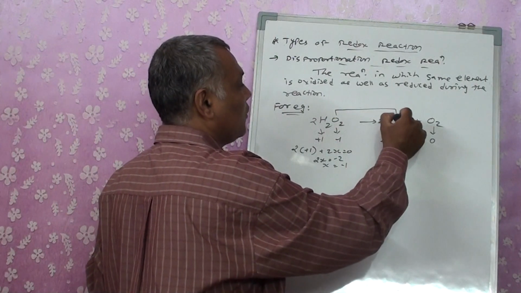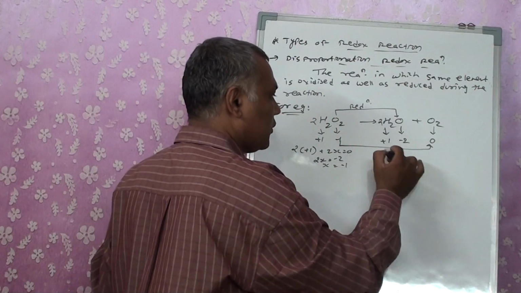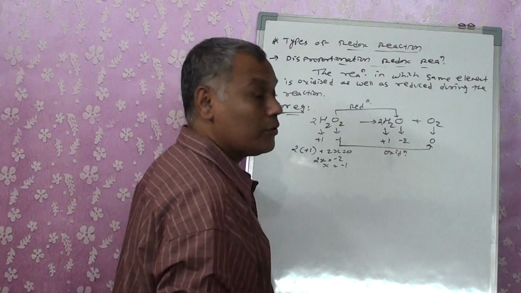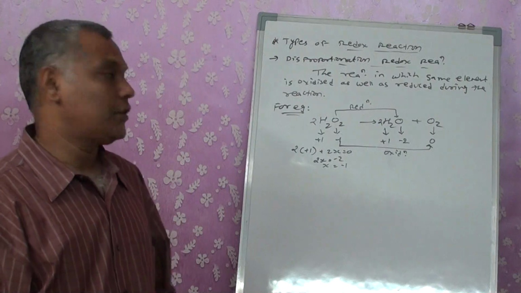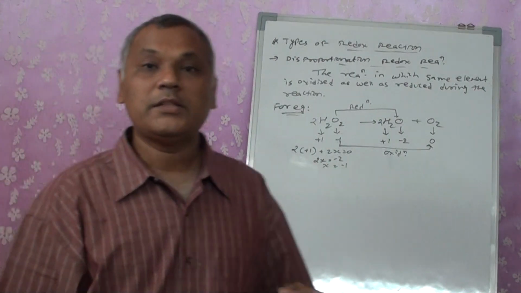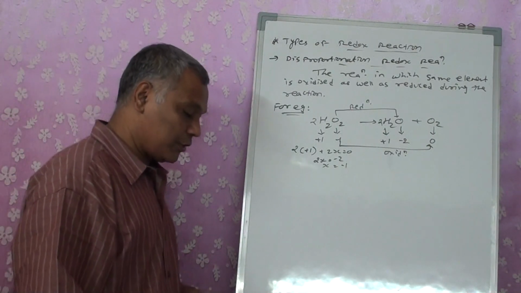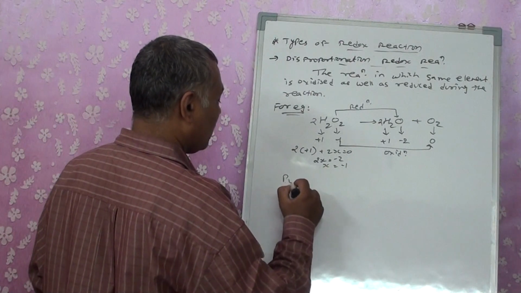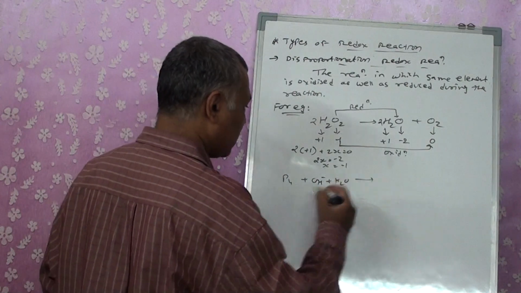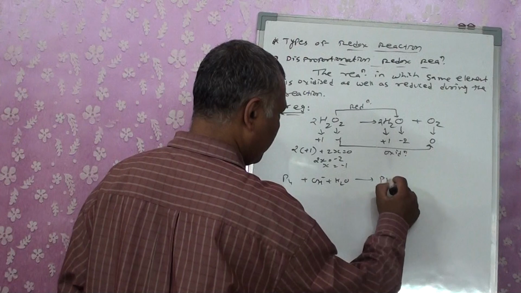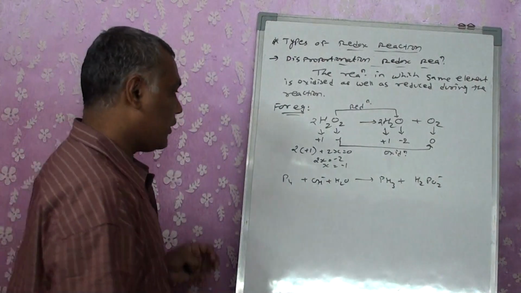So here what happens? Oxygen itself is reduced. Oxygen itself is oxidized. So the same oxygen atom itself has been reduced and itself has been oxidized. So this type of reaction, when the same element oxidizes itself as well as reduces itself, is called a disproportionation reaction. Let's have another example. P4 reacts with OH minus and H2O. It gets converted into PH3 plus H2PO2 minus. Right?